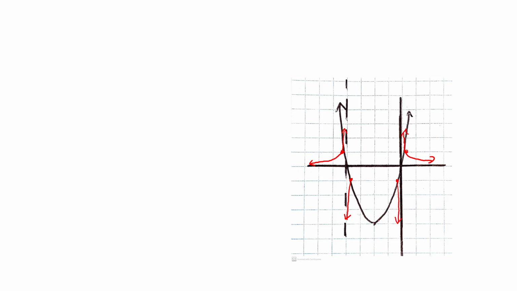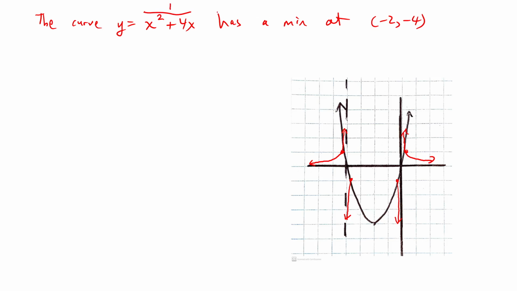Now, in the middle, we see on our original curve, we have a vertex at negative 2, negative 4. So we can say that the curve y equals x squared plus 4x has a minimum at negative 2, negative 4. If I use the reciprocal function of 1 over x squared plus 4x, then we know that as x squared plus 4x gets bigger, 1 over x squared plus 4x gets smaller and vice versa. So that changes the word minimum to the word maximum.